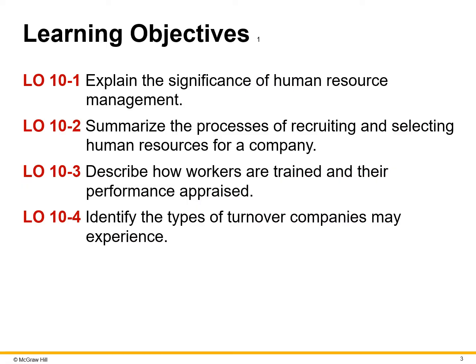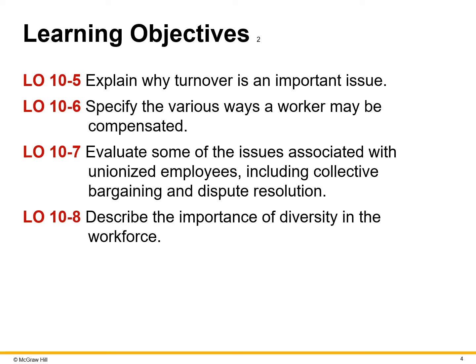Our learning objectives include: explain the significance of human resource management, summarize the process of recruiting and selecting human resources for a company, describe how workers are trained and their performance appraised, identify the types of turnover companies may experience, explain why turnover is an important issue, specify the various ways workers may be compensated, evaluate some of the issues associated with unionized employees, including collective bargaining and dispute resolution, and describe the importance of diversity in the workplace.